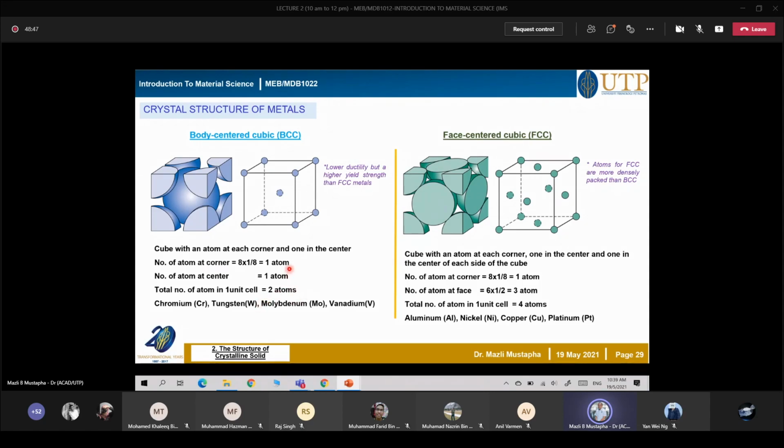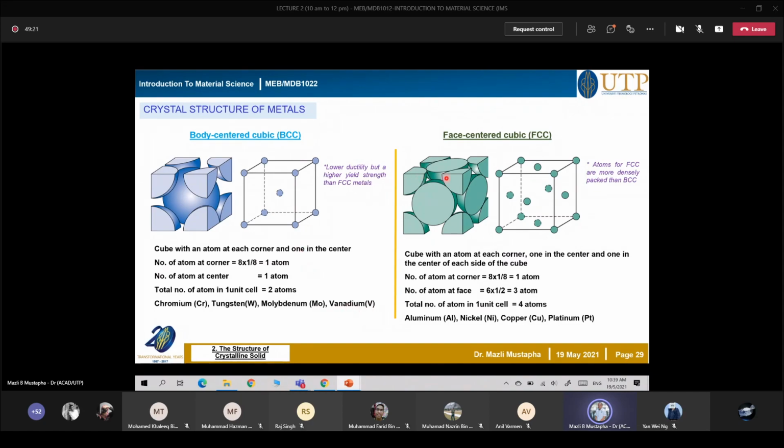How do we calculate it? I think it's quite straightforward. As I mentioned to you, each corner is shared by another 8 cells, so 8 times 1 over 8 becomes 1. The most common metals that exist in the body centered cubic structure after solidifying from the liquid state are chromium, tungsten, molybdenum, and vanadium.